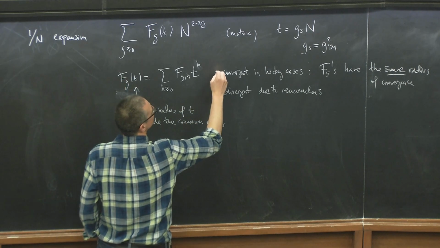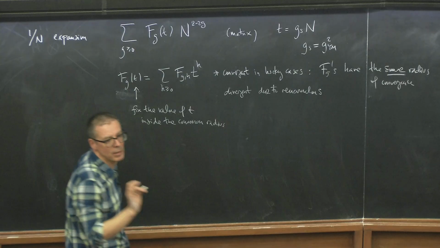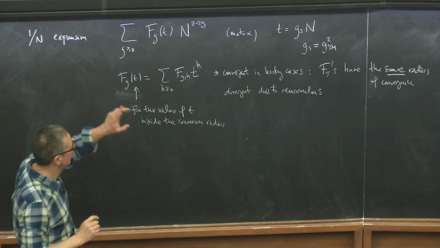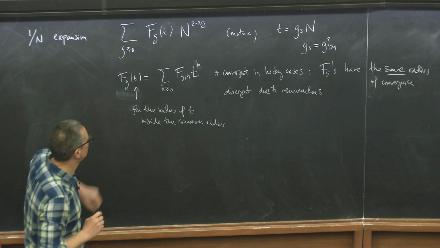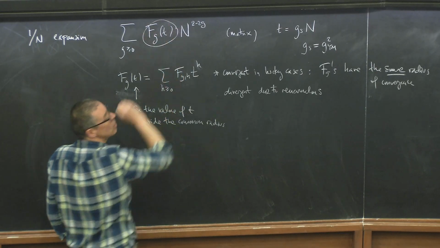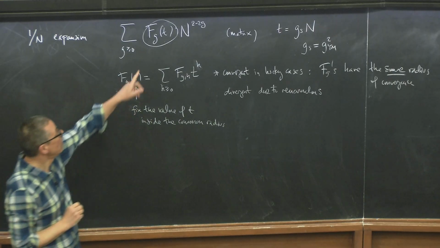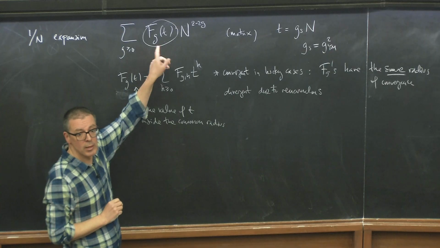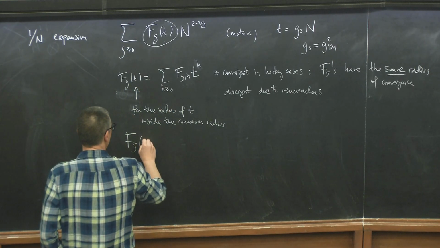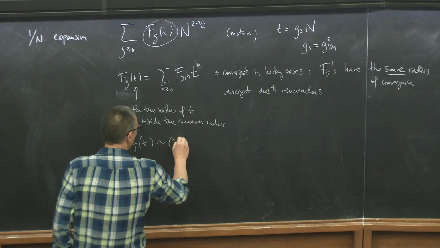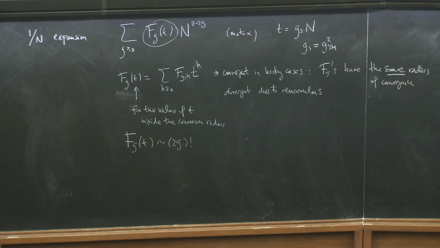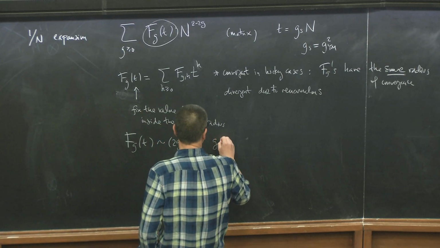I'm just restricting to this convergent case. This divergent case is slightly more complicated. Let me not address it now. But if this is convergent and there is a common radius of convergence, you can fix the value of t inside the common radius of convergence and think about how these coefficients grow as you vary the genus, right? As genus increases. And the answer is that these F_g of t for this fixed t are going to grow like (2g) factorial, okay? And that's the generic growth in 1/N expansions.